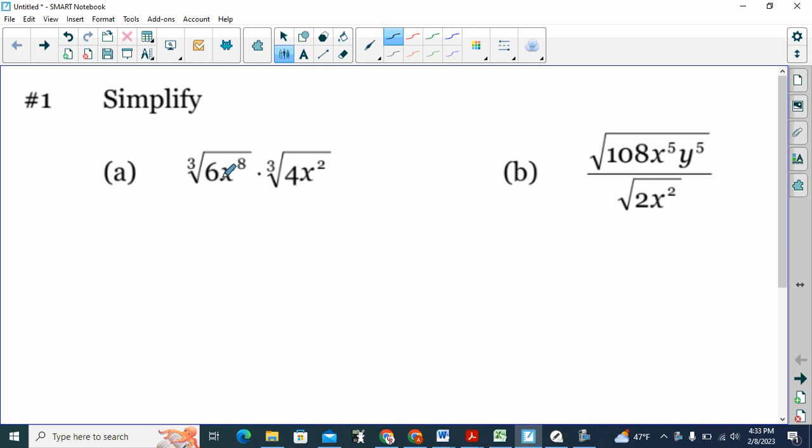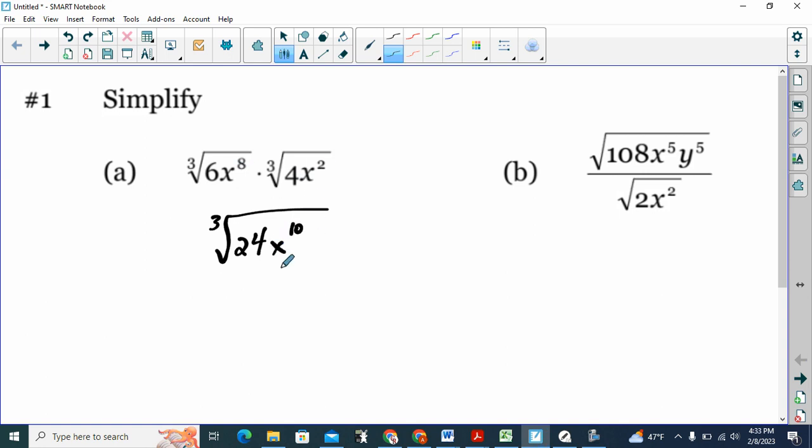And to do that, all we do is multiply the radicands. So the cube root of 6x to the 8th times the cube root of 4x squared is going to be, that is a big old fat 3, the cube root of 6 times 4, x to the 8th times x to the 2nd. And then we reduce this root. The cube root of 24 does not come out even, so I want to try to find a factor of 24 that's a perfect cube. That would be 8. 8 times 3 gives me 24.